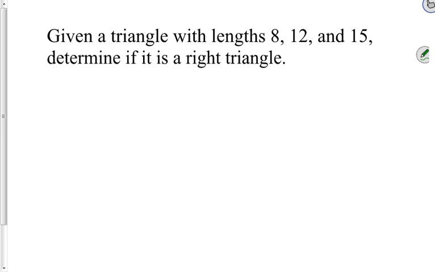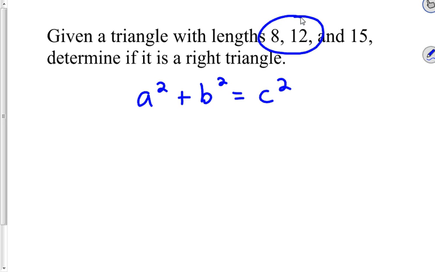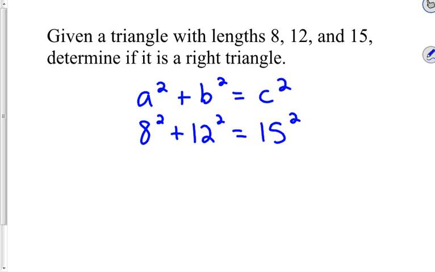Well, this is easy enough. We're going to take the Pythagorean theorem and we're going to plug in these side lengths. And if the Pythagorean theorem is true, then we know that these three side lengths would form a right triangle. Now, of course, the two smaller sides have to be our two legs, and the largest side has to be the hypotenuse, right? So we need to put things in the right place. 8 squared plus 12 squared equals 15 squared, right?